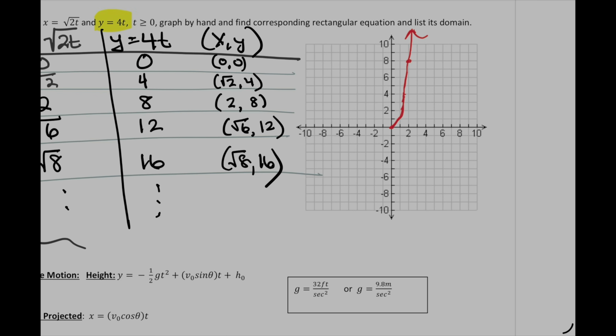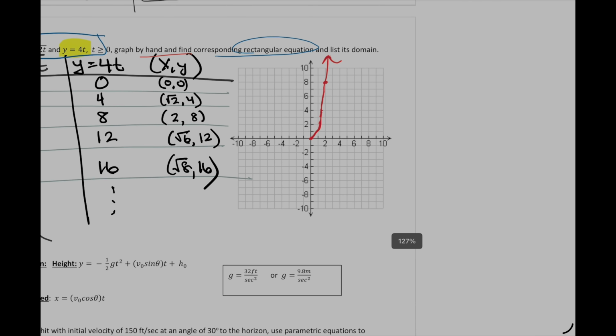Right? All right. Now, that was me graphing it by hand. And then it says, find the corresponding rectangular equation, which again is substitution of some sorts to get rid of the t. So I'm going to use this x and this y. I'm running out of room here.